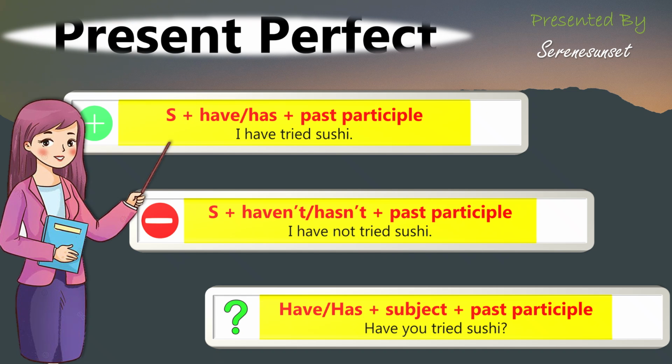And interrogative sentence structure. Have, has plus subject plus past participle. Example, have you tried sushi? Let's check the other slide.